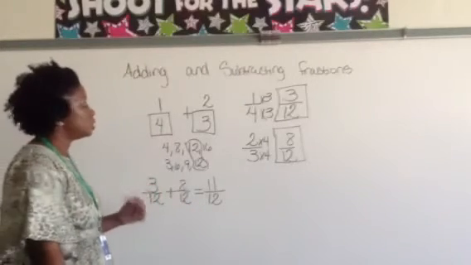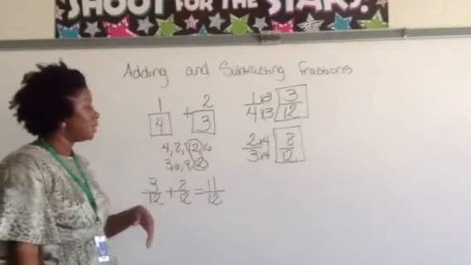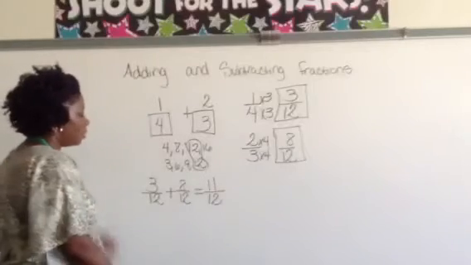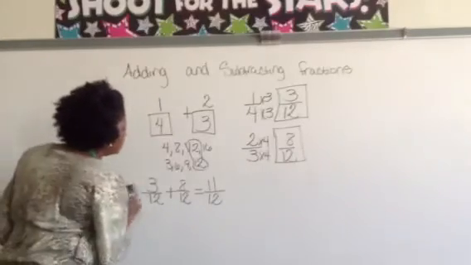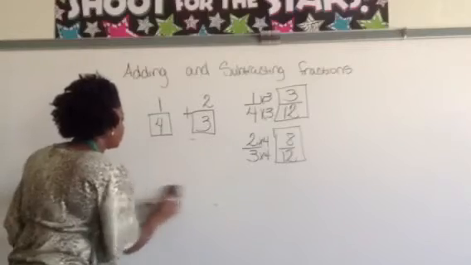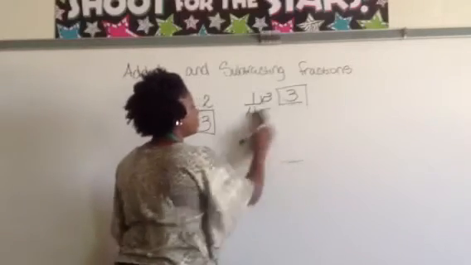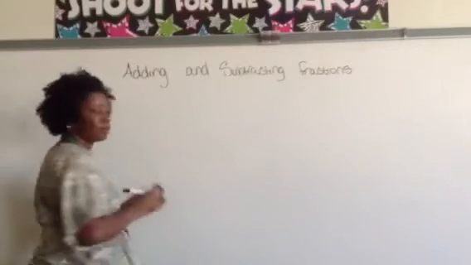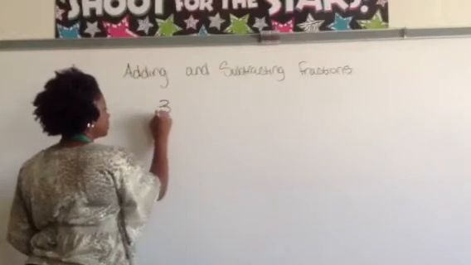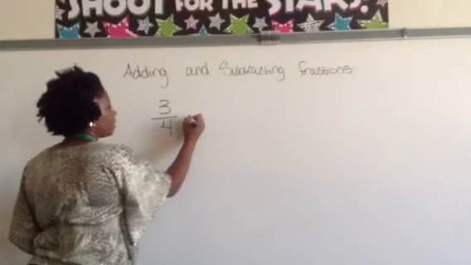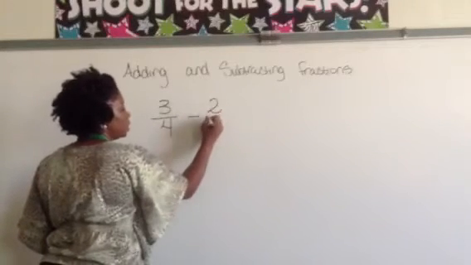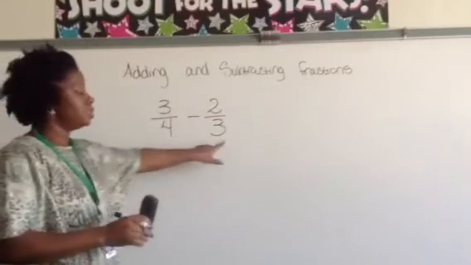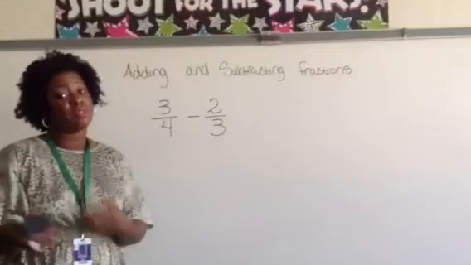In just a second, we're also going to do a subtraction problem using the same method, finding common multiples, renaming our fractions, and then subtracting. So I'm going to go ahead and erase this. Now here's our subtraction problem. 3/4 minus 2/3. Okay, once again, I've got two different denominators. We can't do anything with those fractions until we find a common denominator.